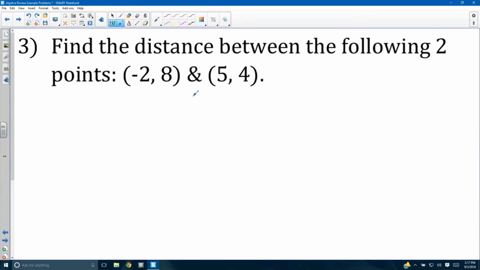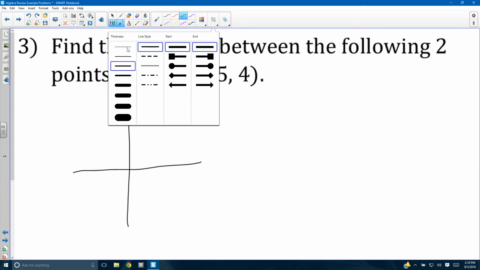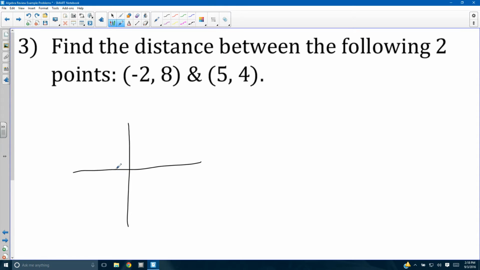Number 3, find the distance between the following 2 points, negative 2 comma 8 and 5 comma 4. There's a thing called the distance formula, which is really derived from Pythagorean theorem. And Pythagorean theorem comes into play from right triangles. So what I'm going to do, my very quickest method that I love, is here's negative 2, 8. Here's 5, 4. Right there. Not perfect, but the whole point sometimes, especially when you're doing slope or something, is you want to say what your roundabout as far as what your triangle should look like.